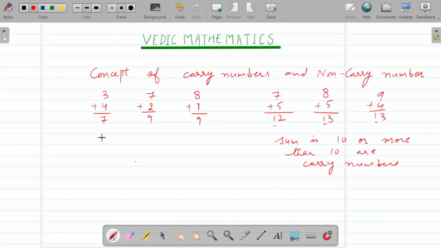And if the sum is less than 10, the numbers are non-carry numbers. We will use this concept of carry numbers and non-carry numbers in the super addition.